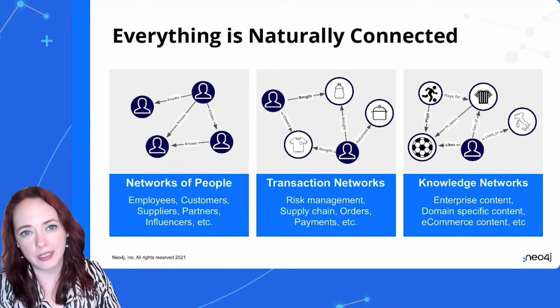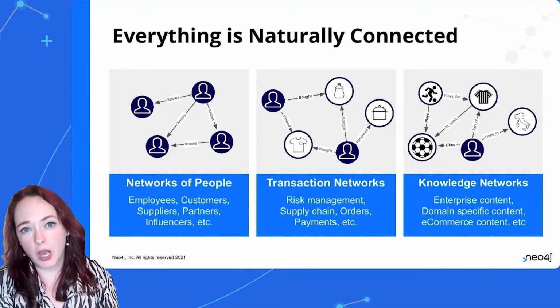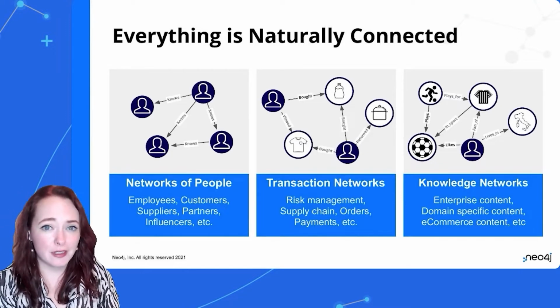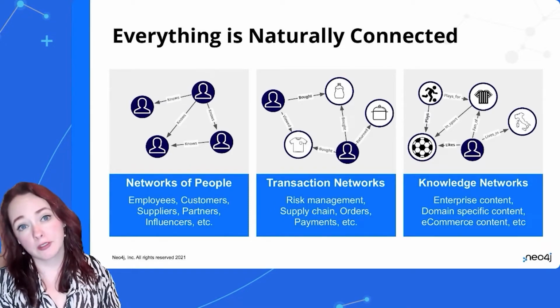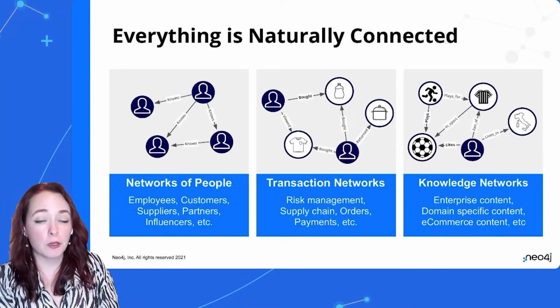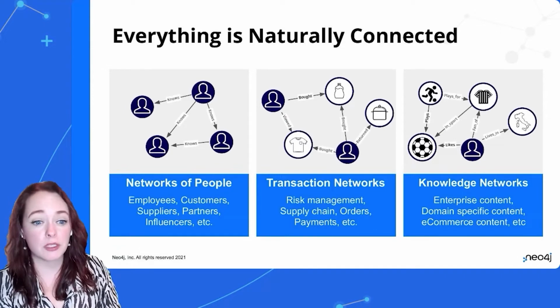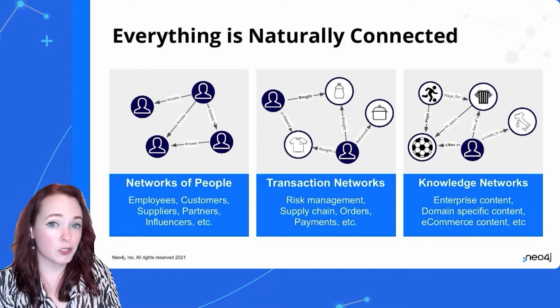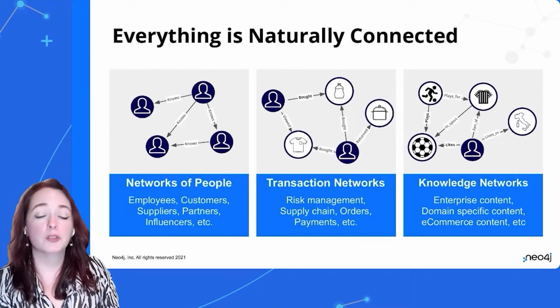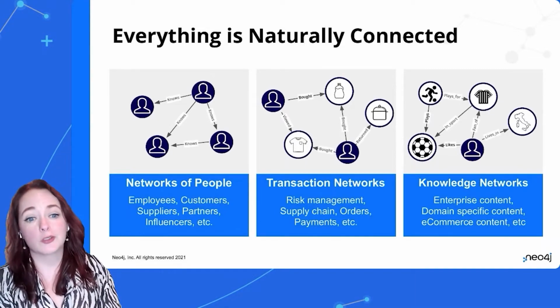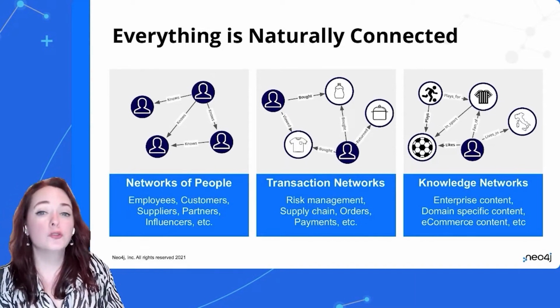Everything is naturally connected. When people talk about the history of graph data science and graph algorithms, historically, people go back to networks of people. You have social networks, you have people who are friends with each other, you have employers who have employees, customers, suppliers, what have you. But you're talking about social interactions, social networks, and who knows who, right?